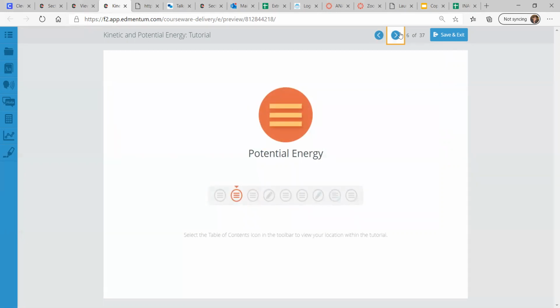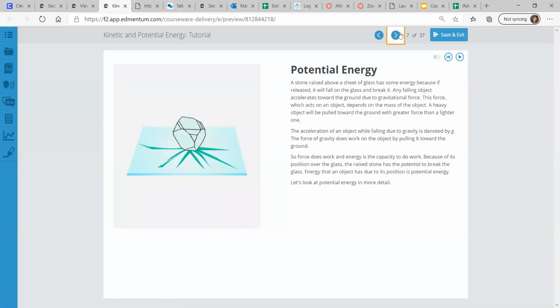The first energy we're going to look at is potential. So this corresponds to the example with the rock. A stone raised above a sheet of glass has some energy because if released, it will fall on the glass and break the glass. Any falling object accelerates toward the ground due to gravitational force. This gravitational force, which acts on an object, depends on the mass of the object. A heavy object will be pulled toward the ground with greater force than a lighter one.